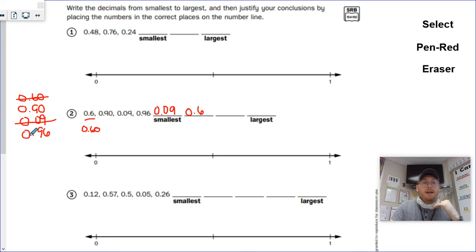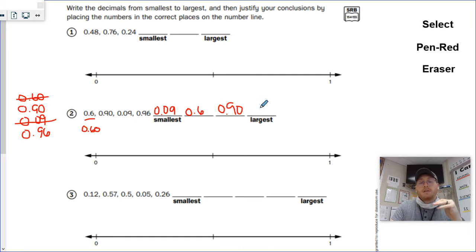Now I have 0.9, 0.9. Well, that doesn't help me because they're the exact same. Now I have to go to my hundredths place. 0.90, 0.96. Well, 90 is less than 96. So 0.90.